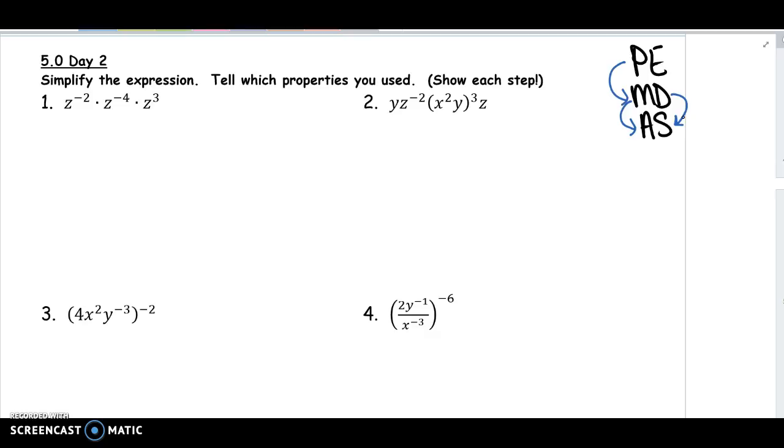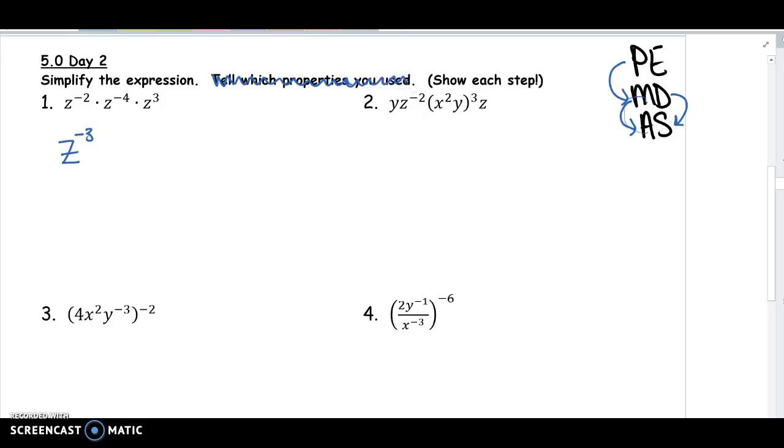Some of you don't need this. Some of you will use this visual tool to help you remember what you need to do. So number 1, I see multiplication with the same base. That means I'm going to add my exponents. So what is -2 plus -4 plus 3? z to the -3.